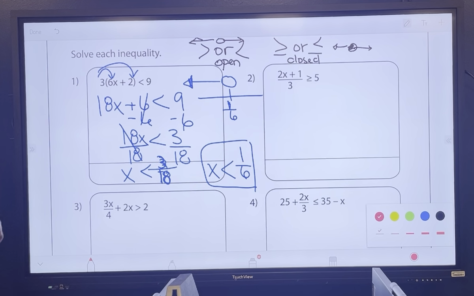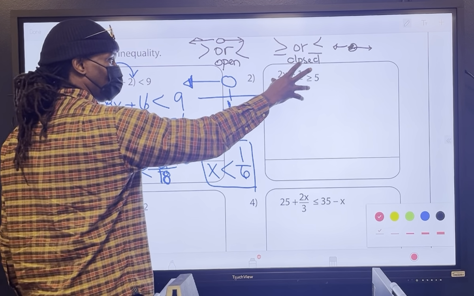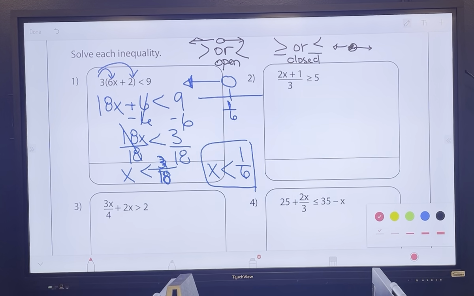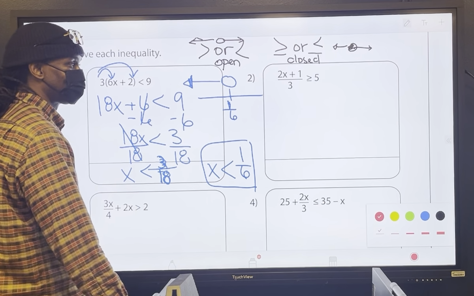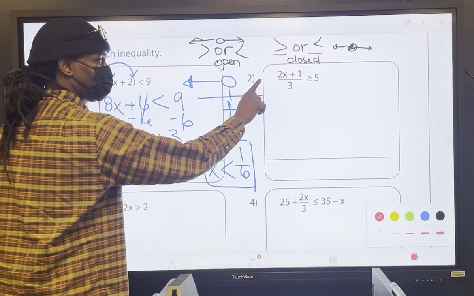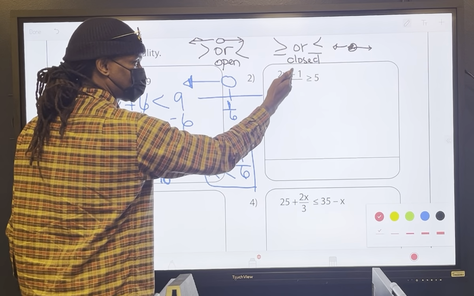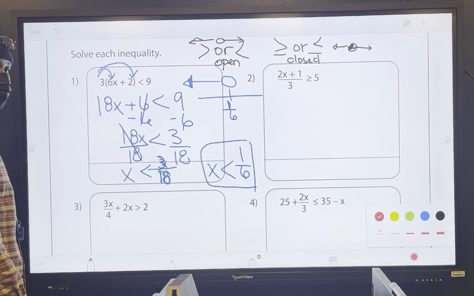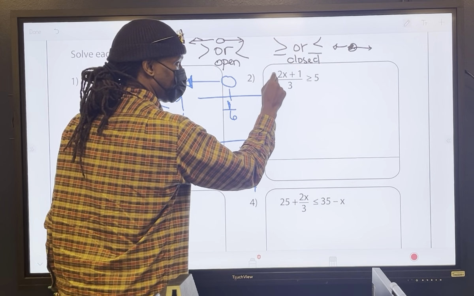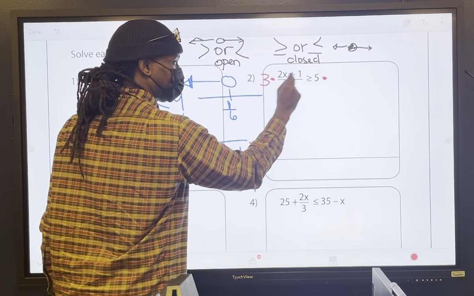Yeah. All right. Now, has anybody seen a question like this before? What do you think you're going to have to complete first? Think about multi-step. What are we going to get rid of first? The 3. What operation is this with this fraction that you're doing? So you're going to multiply the 3. Yeah, you're going to have to multiply the 3 on both sides of that inequality.